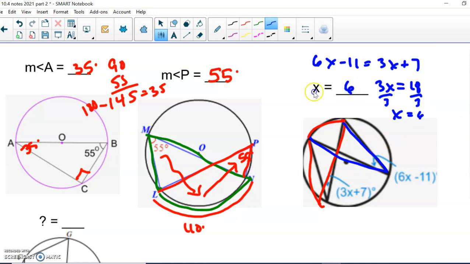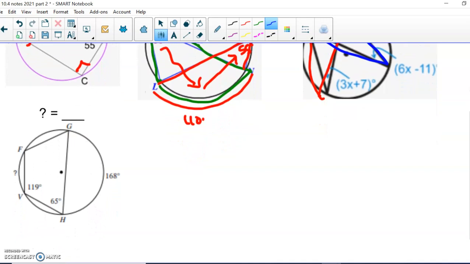All right, one more. We're going to use the fact that opposite angles are supplementary. So I'm going to take 180 minus 65. So that means this angle is 115. And we're going to take 180 minus 119. So I know that angle G is 61.